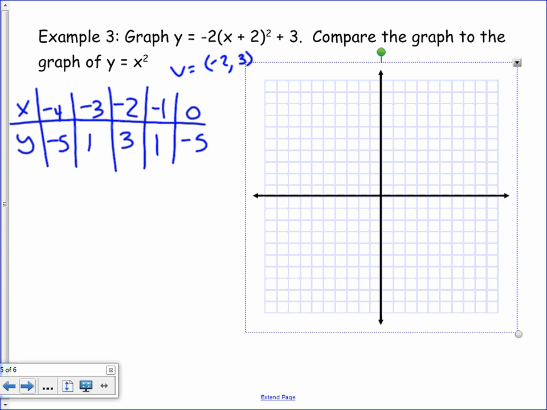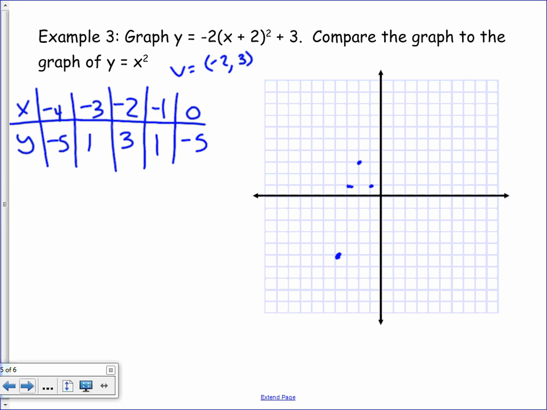-4, 1, 2, 3, 4. -5, 1, 2, 3, 4, 5. And -3, 1. -2, 1, 2, 3. -1, 1. And 0, 1, 2, 3, 4, 5. Oops, I counted wrong. Not enough. The nice thing about parabolas is they should always be symmetrical on both sides, so it's easy to tell when you've made a mistake.